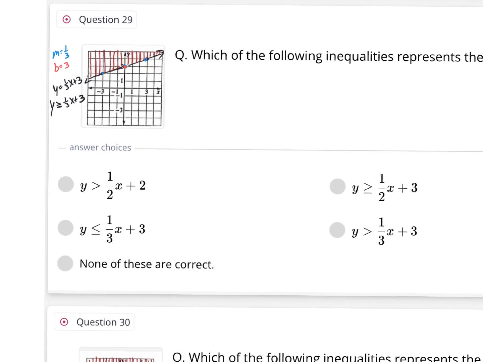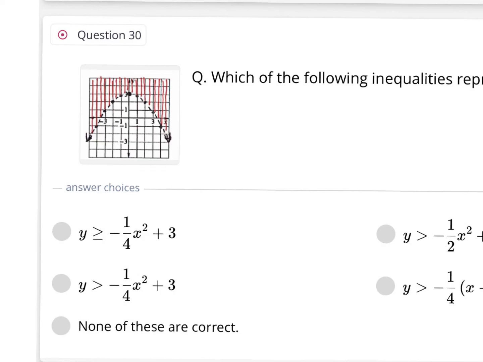And that is obviously not on these multiple choice answers. This one looks like it, but it's greater than, not greater than or equal to. That is a solid line, which means you need a solid line underneath that inequality. So this would be another one of those questions where none of these are correct is the answer.